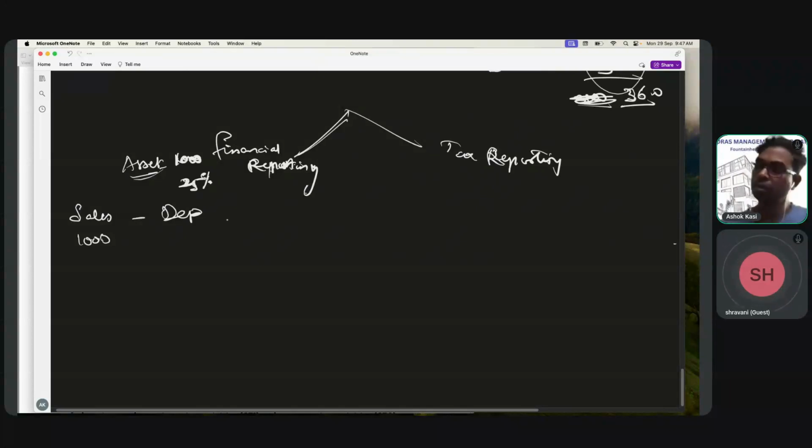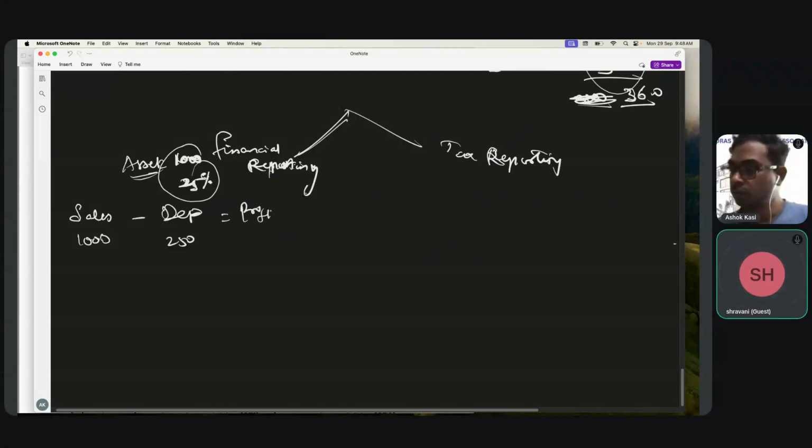1000 rupees asset, and we have decided to depreciate at the rate of 25 percentage. So 25 percentage, that means 250 we will depreciate, and imagine that is the only expense. Then we will have profit. So profit will be 750.